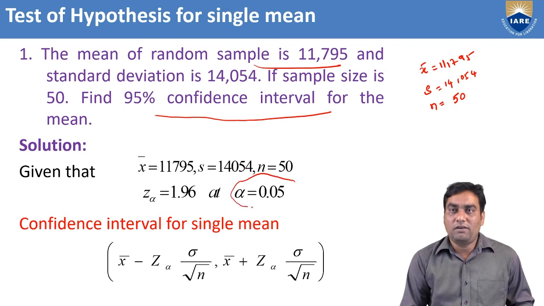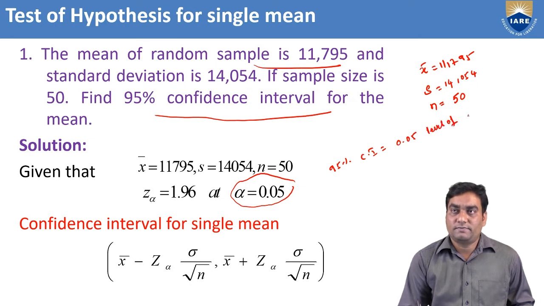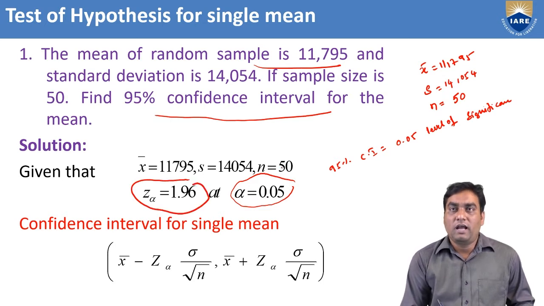95% means alpha value is 0.05. Level of significance is 0.05. At 0.05 significance, the tabulated value Z alpha equal to 1.96. This we know. And we need to find out confidence interval for the single mean.